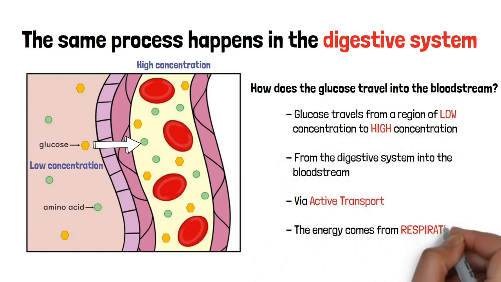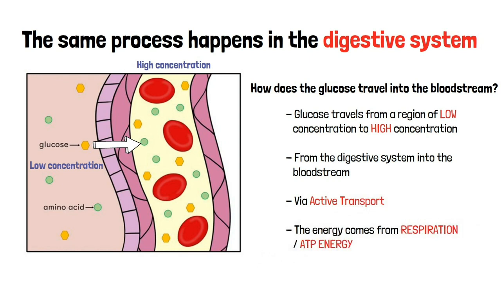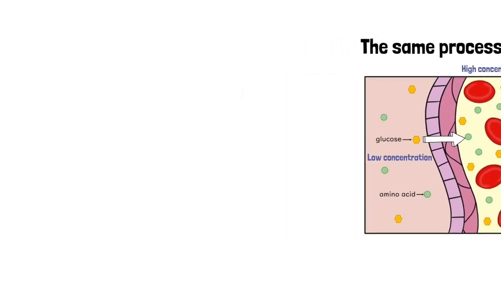Where do we get the energy from? Well, the energy comes from respiration, and this energy is used by the proteins in the cell membrane to help transfer the glucose from a low to high concentration.